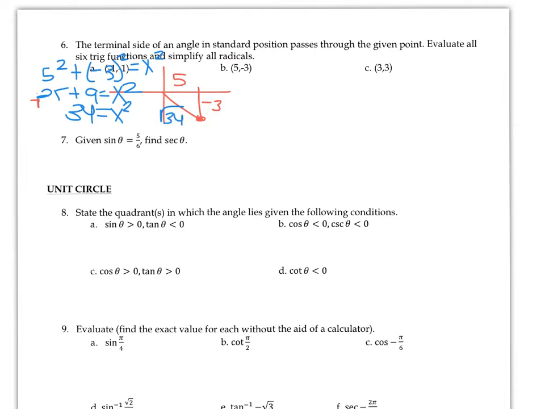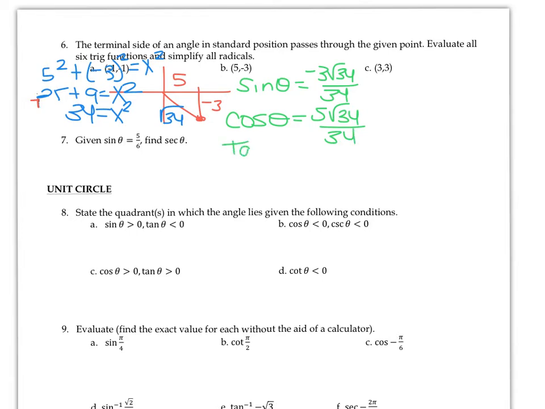Alright, so let's get rolling. Sine is opposite over hypotenuse, so negative 3 over square root of 34, so negative 3 square root of 34 over 34. Cosine of theta is adjacent over hypotenuse, so 5 over square root of 34. So that's 5 square root of 34 over 34.